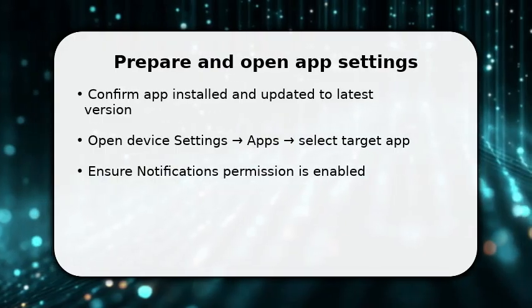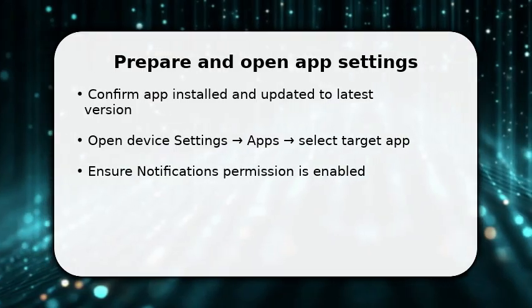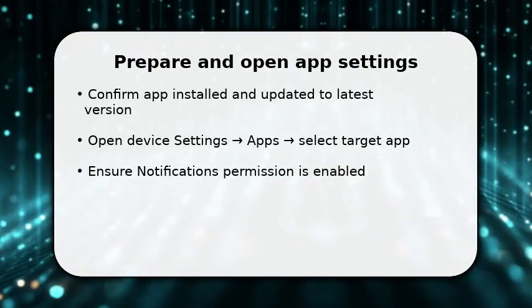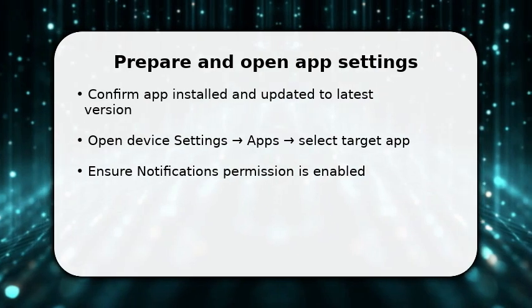If the app uses notification channels, you'll see separate entries for message types. Make sure you're editing the right channel. Adjusting the wrong one won't affect the sound you expect. Now proceed to pick the channel you actually want to modify.